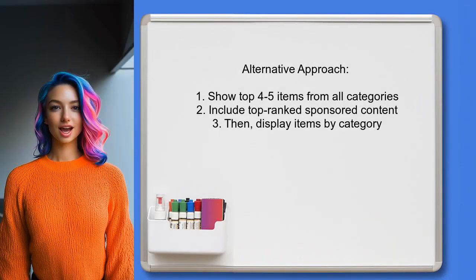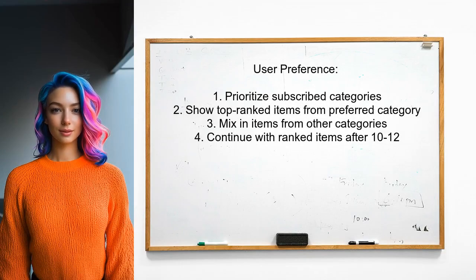Now, let's shift our focus to a different response. This user suggests a different approach to ranking newsfeed items. They recommend combining items from various categories without prioritizing any single category initially. Start by displaying the top 4 or 5 items from the overall ranked list, followed by the highest ranked sponsored content, if applicable. If users can subscribe to specific categories, the system should prioritize those. For example, if a user prefers category B, show the top-ranked items from that category first, followed by a mix from other categories. After displaying about 10 items, continue with the ranked items from each category.